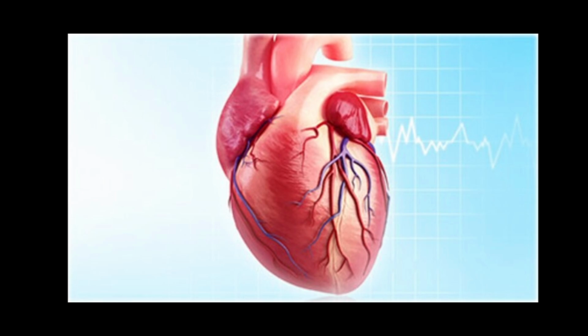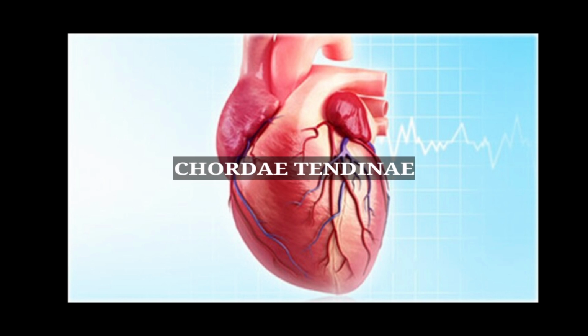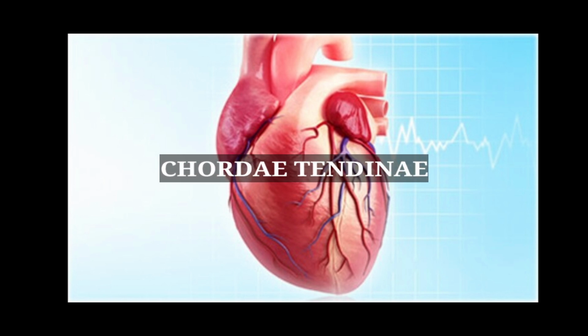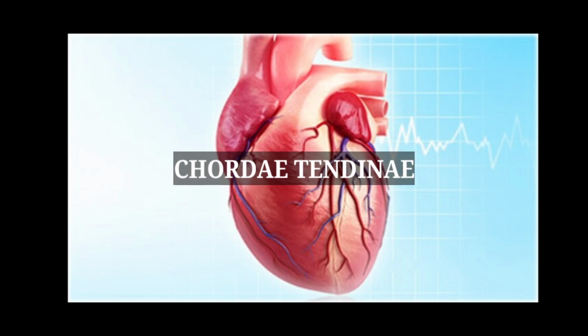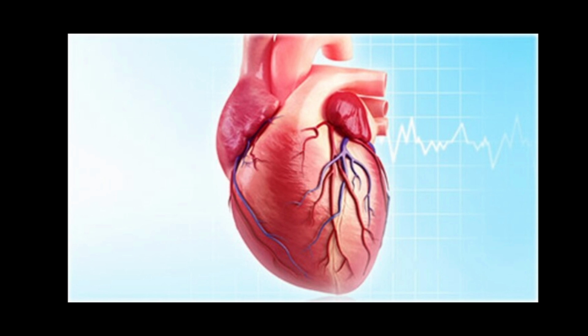For your information, the atrioventricular valves are attached to the walls of the ventricles by thin threads of tissue called the chordae tendineae, which keeps the valves from flipping back into the atria. More information.